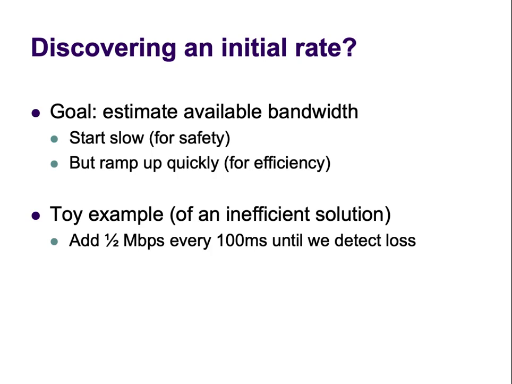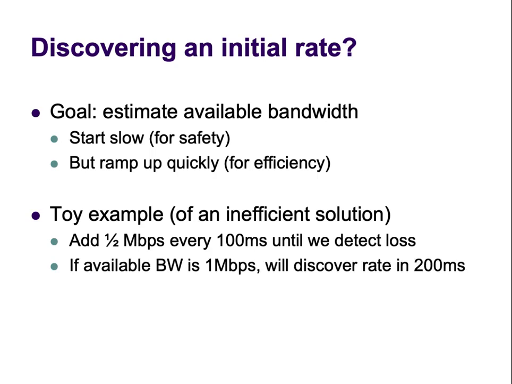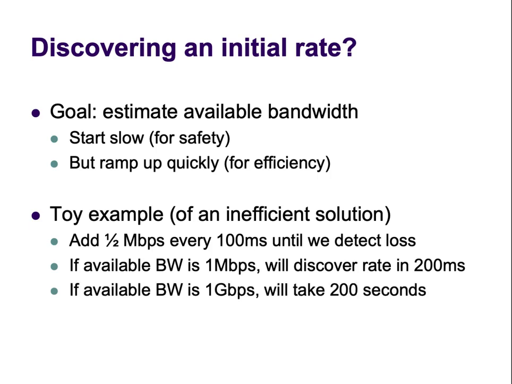Ramping up quickly, here's an example of what if we did a linear increase where we said I'm going to add 0.5 megabit per second every 100 milliseconds until we detect loss. The problem with this is if your available bandwidth is, say, 1 megabit per second, you're going to discover your rate in 200 milliseconds, 2 rounds. That's fine. But if your available bandwidth was 1 gigabit per second, it would have taken you 200 seconds to discover that you could be sending at a gigabit per second. And on the internet, any of these could be equally possible. So this shows you that linear increase would be way too slow, because the range of possible available bandwidths is too large.